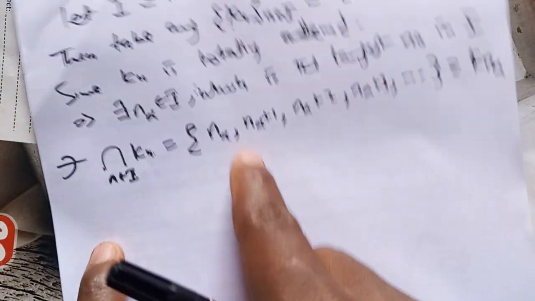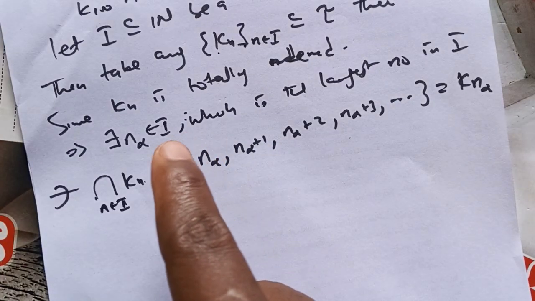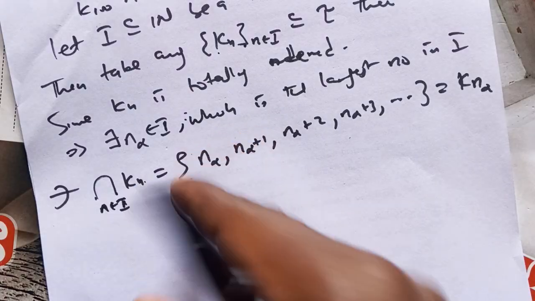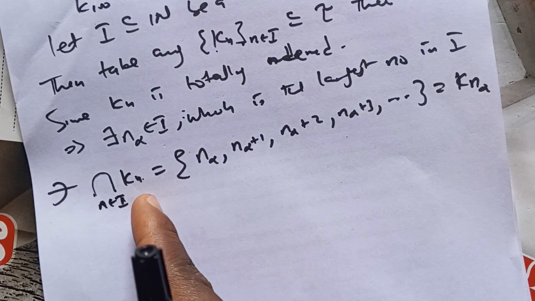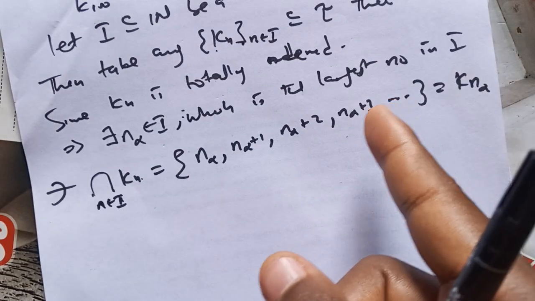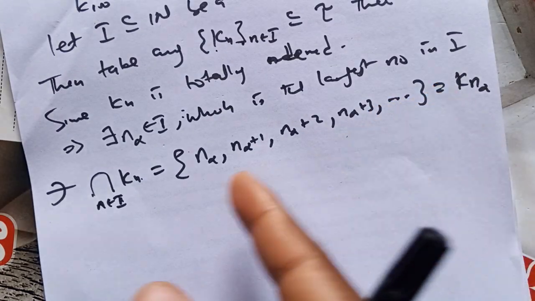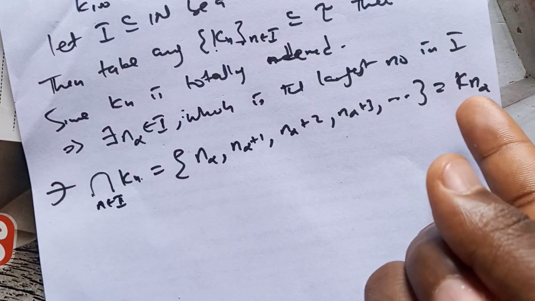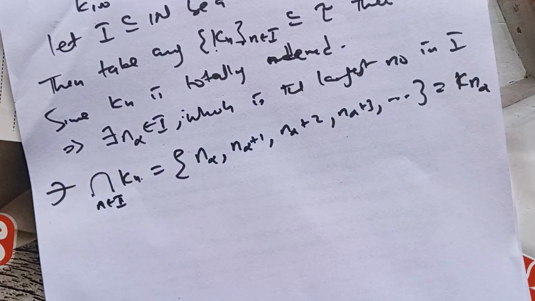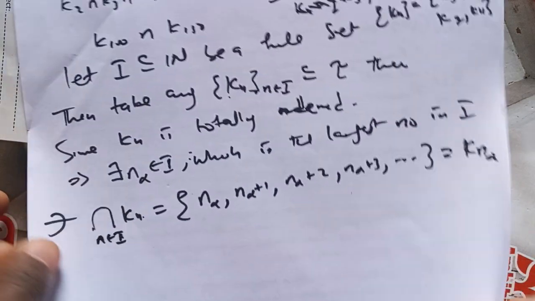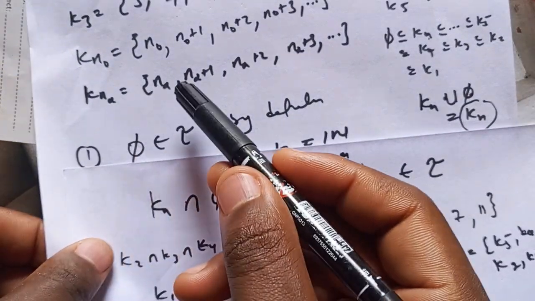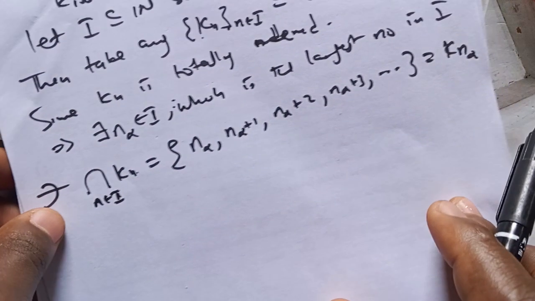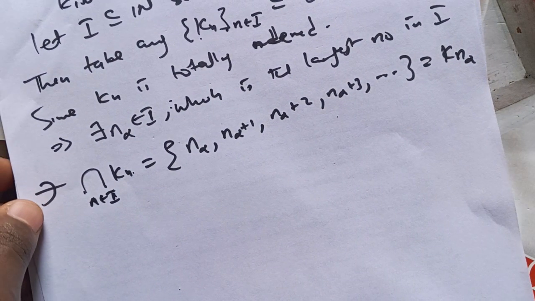Now we have this, remember, the n alpha in I, which is the largest number in I, such that their intersection can be written as this. Now since this is written as this, this becomes Kn alpha. Remember where I said that if I have Kn alpha, it can be written as this. Now since it has Kn alpha, what does this mean?